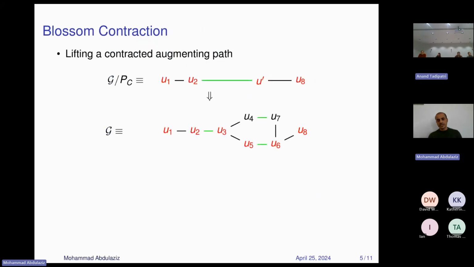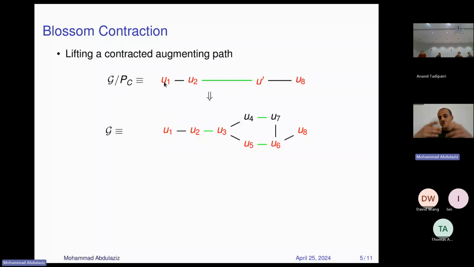Okay, so here, if you remember, we found this odd cycle and then we contracted it into this, right? We don't know what the odd cycle is, but we know that U prime comes from an odd cycle. Like we know that some odd cycle was contracted into U prime. Now we want to show that there is an augmenting path in the original graph. So if you expand U prime into the original odd cycle, you want to show that there is an augmenting path in the original graph, right?